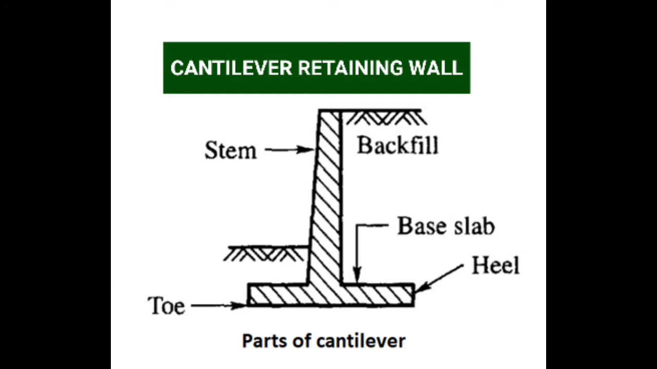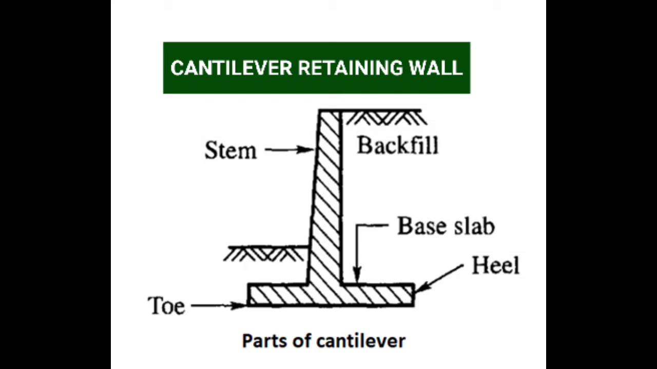Cantilever retaining wall. Cantilever retaining wall is composed of stem and base slab. It is constructed from reinforced concrete, precast concrete or pre-stressed concrete. Point number third, cantilever retaining wall is either constructed onsite or prefabricated offsite, that is precast. Next point, cantilever retaining wall is the most common type used as retaining wall.